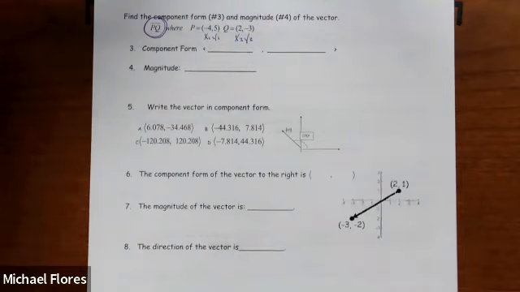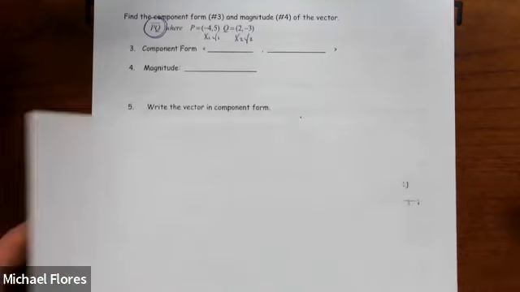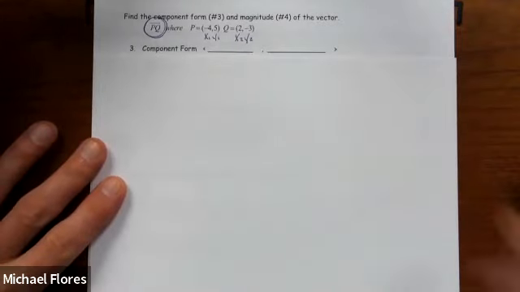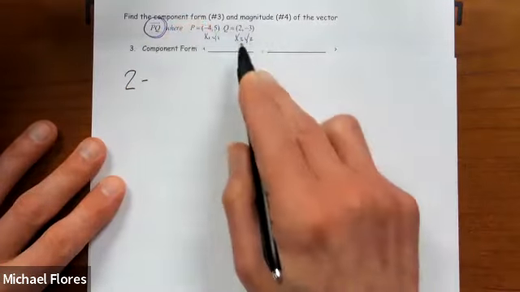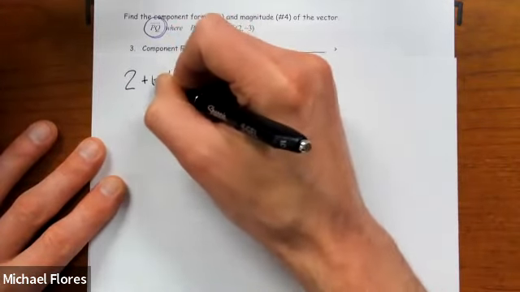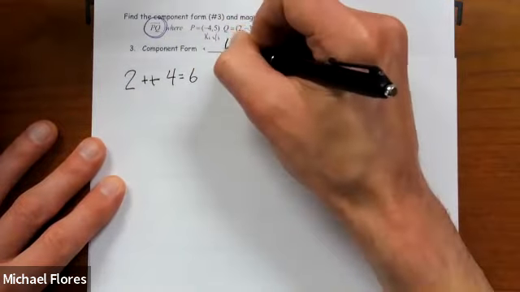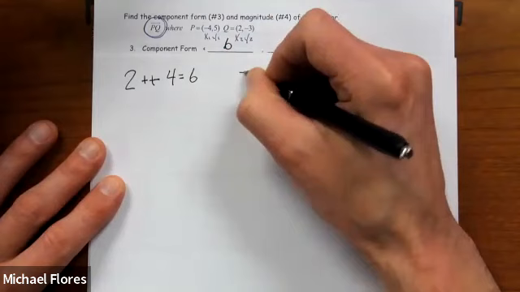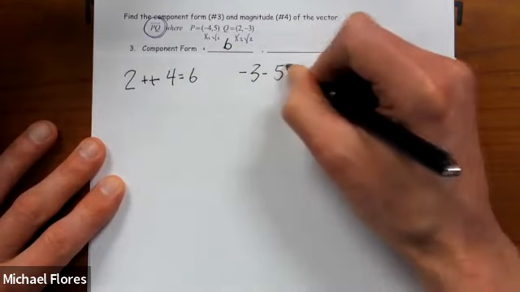You're going to need to know what initial means, what terminal means. Initial is beginning, terminal is end. Whenever we're finding component vectors, you have to do end minus beginning first, otherwise you're going to get it wrong. So let's find the component form. So 2 minus -4 looks like 6, and then -3 minus 5.